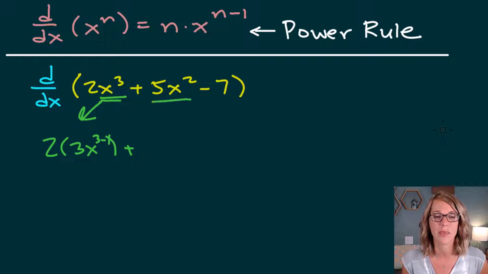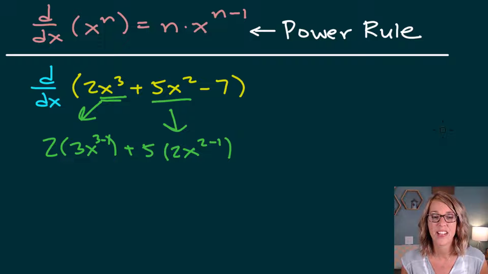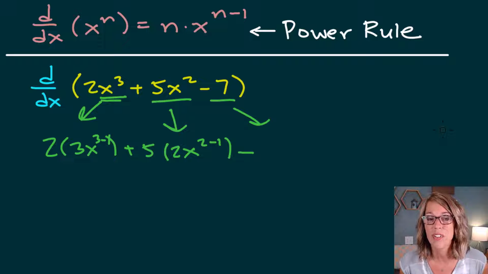So plus. Next, we're going to do the 5x squared. The 5 comes out in front. Power rule here, 2x, so 2 comes out in front, 2 minus 1. And then finally the derivative of the 7. Let's bring that negative sign down. The derivative of any constant is 0.